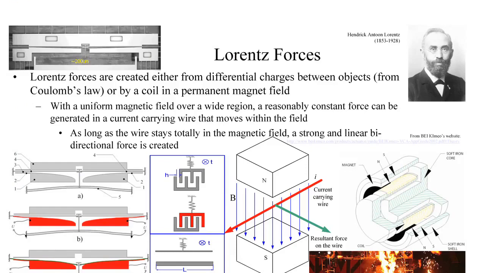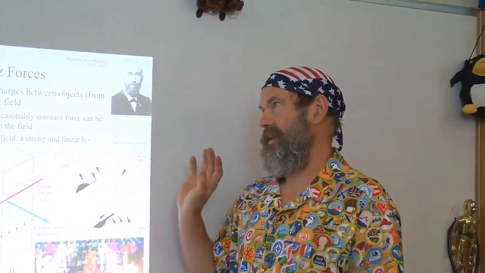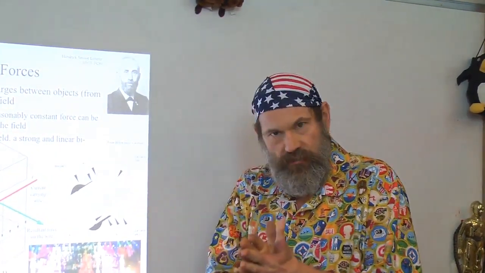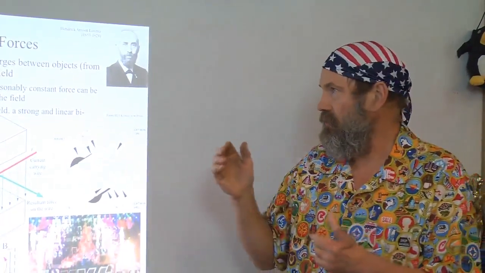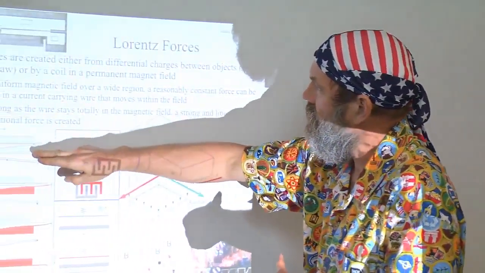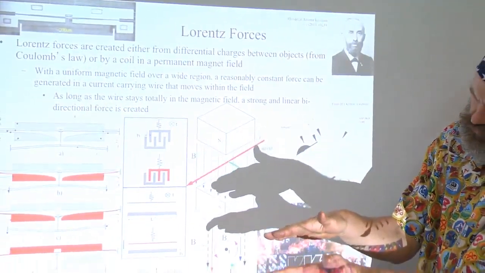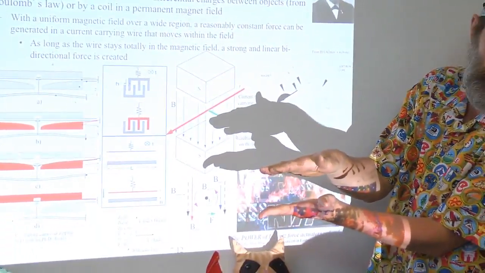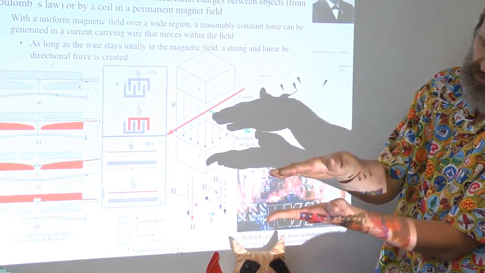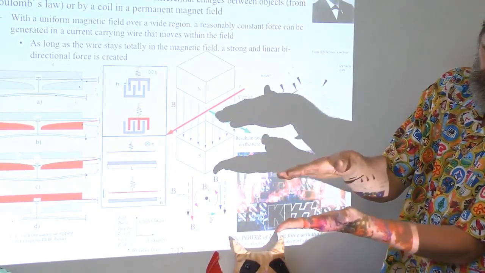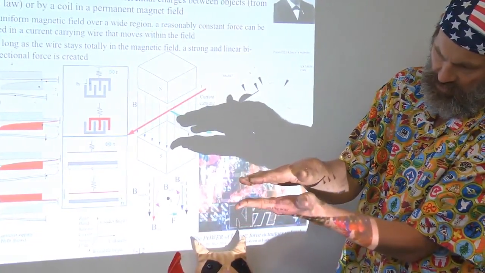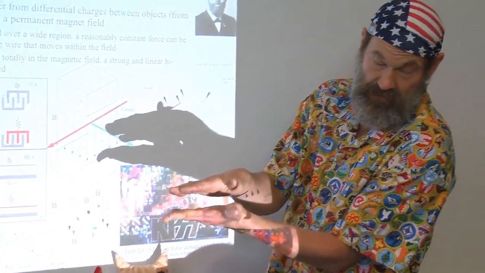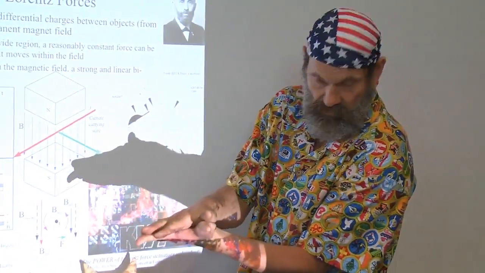Hendrik Lorentz, cool dude, 1853 to 1928, realized that you could create forces between things if there are differential charges between objects. In other words, you could have two objects spaced apart, and if I can create a potential between them, for example, one is grounded and the other is at a potential of 10 volts, the force between them will get greater as an inverse square of the distance where they'll snap together.